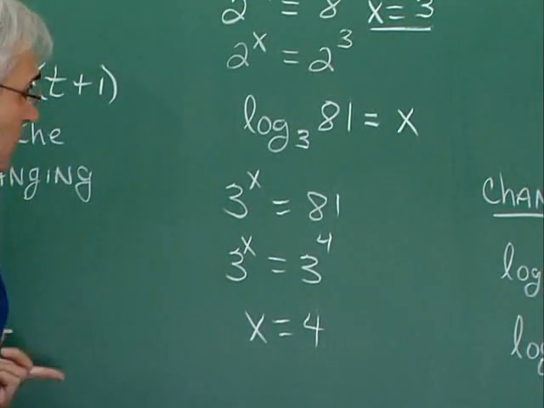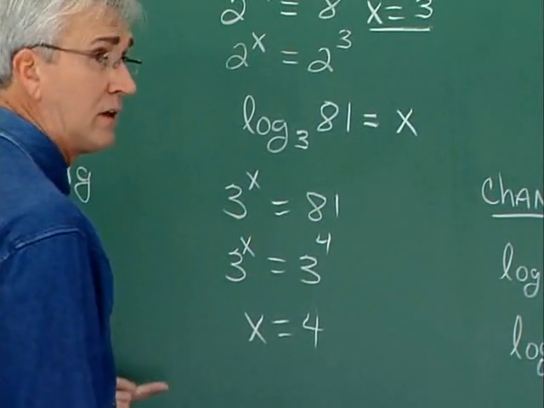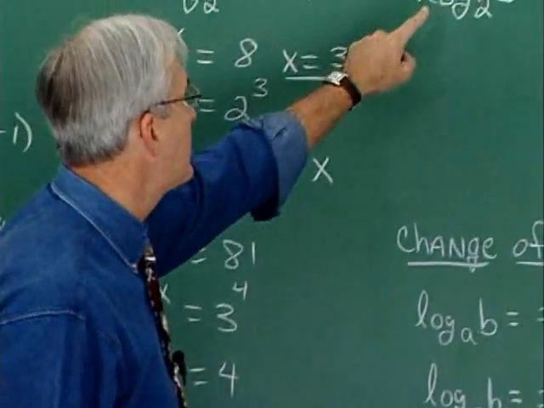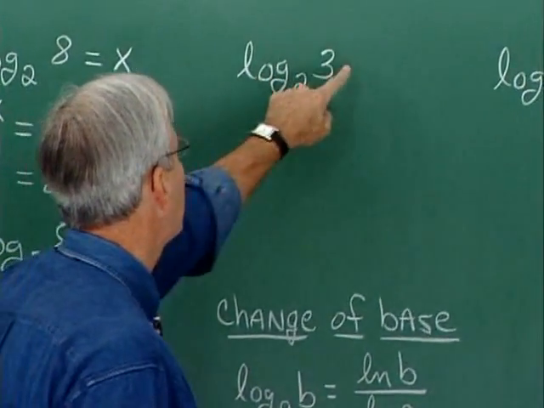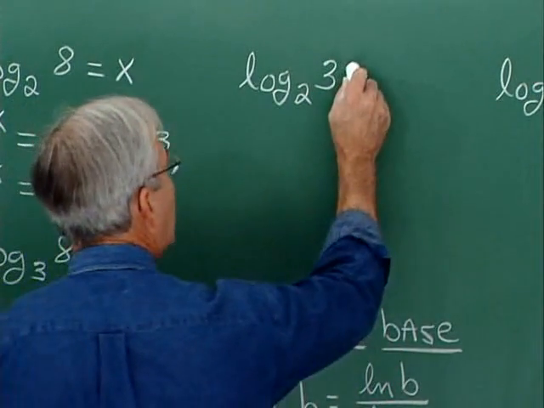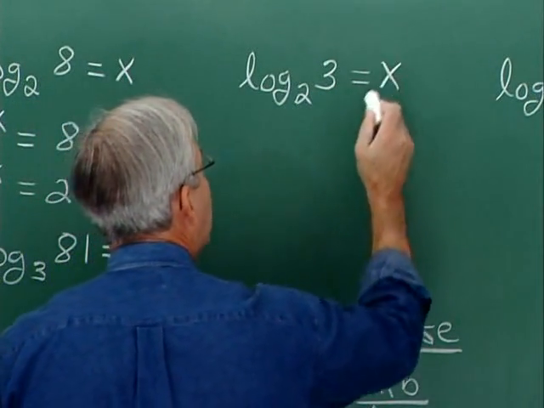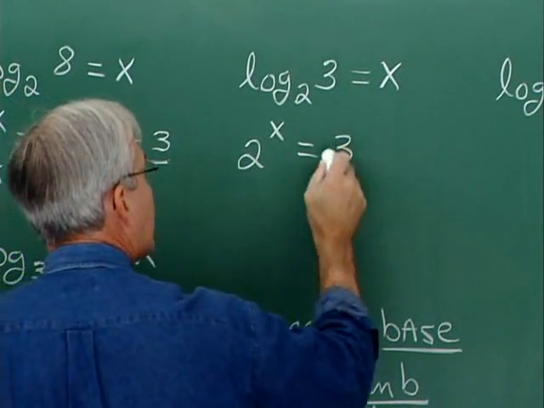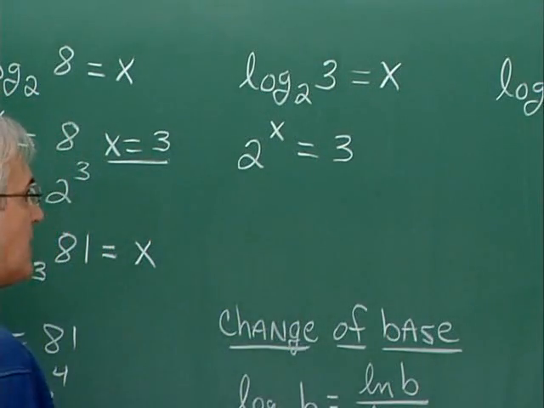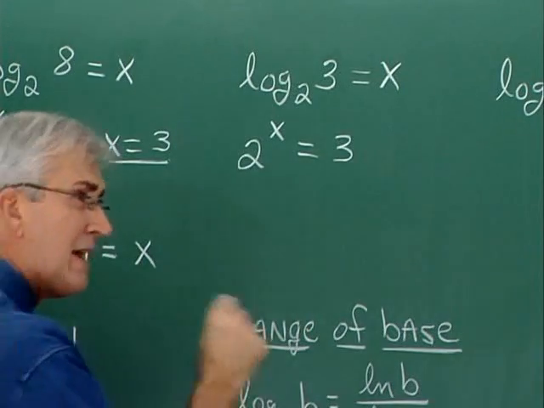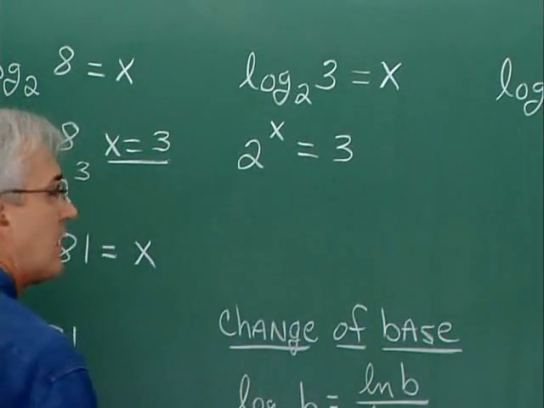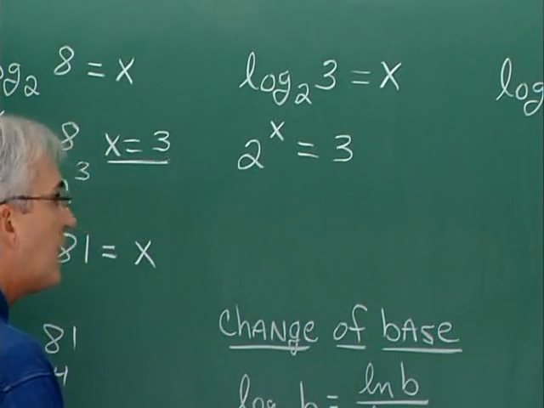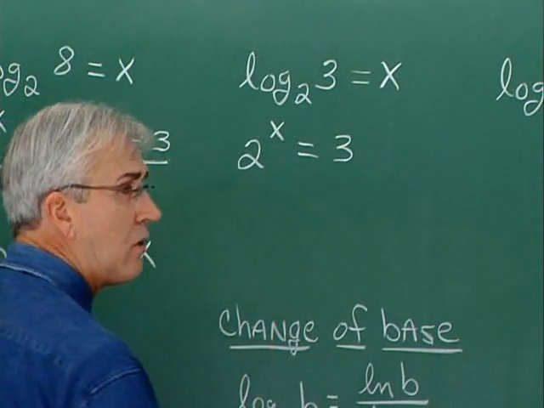Now, this works fine as long as we can make those bases look alike, but what happens if we get to a situation like this? Log 3 in base 2. When we try to make the bases look alike, we run into a sort of a brick wall. This is 2 to the x power is equal to 3. But we can manipulate this in a way and find a method for dealing with this situation. And we can do it by applying logarithm on both sides.